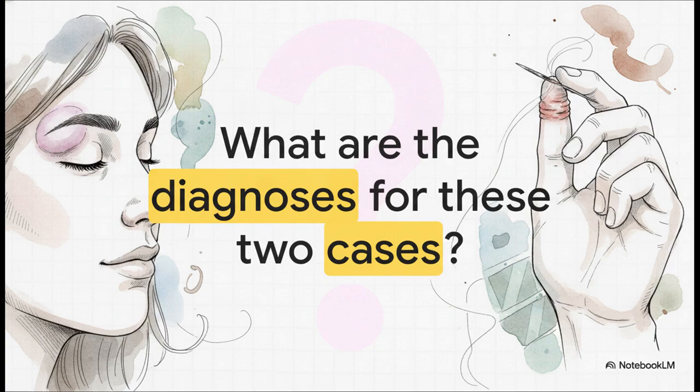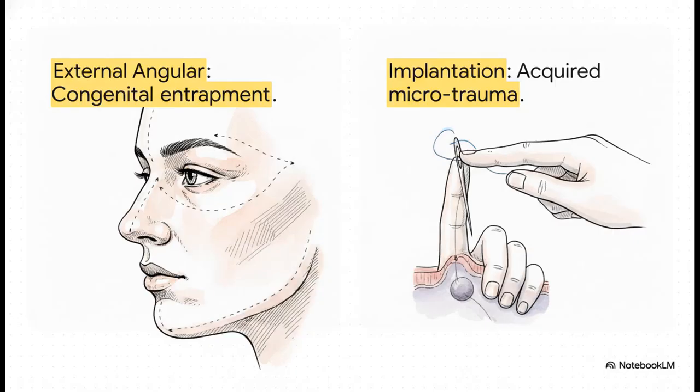What's the connection? Even though they look entirely different, they're actually both dermoid cysts. The eyebrow mass is an external angular dermoid. That's a congenital cyst formed when ectodermal elements get trapped along embryonic fusion lines. The tailor's finger, on the other hand, is an acquired implantation dermoid.